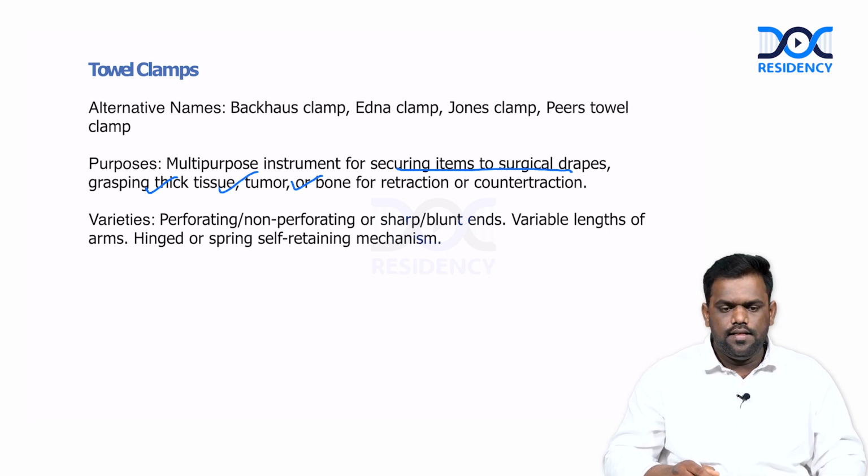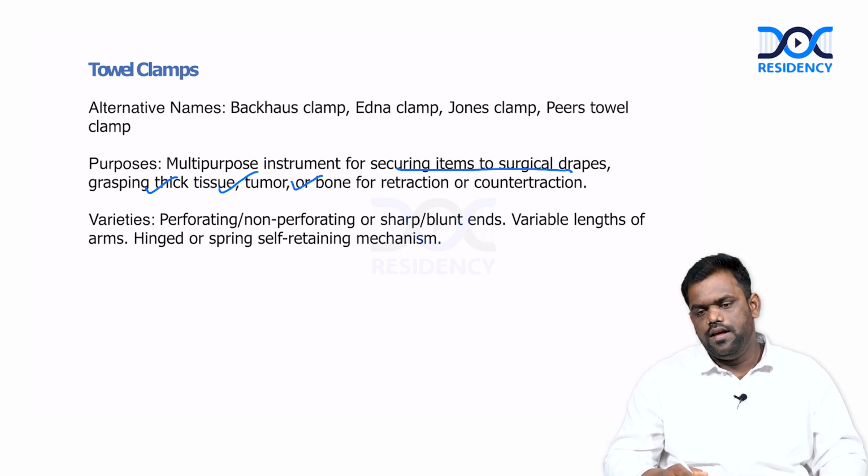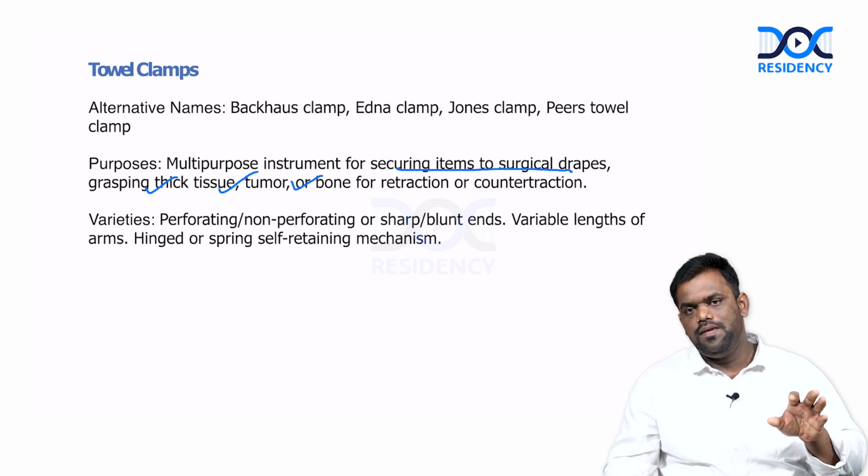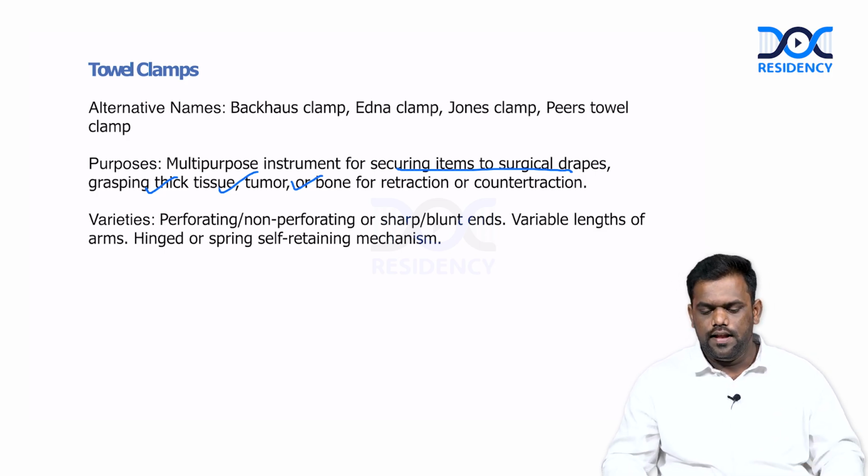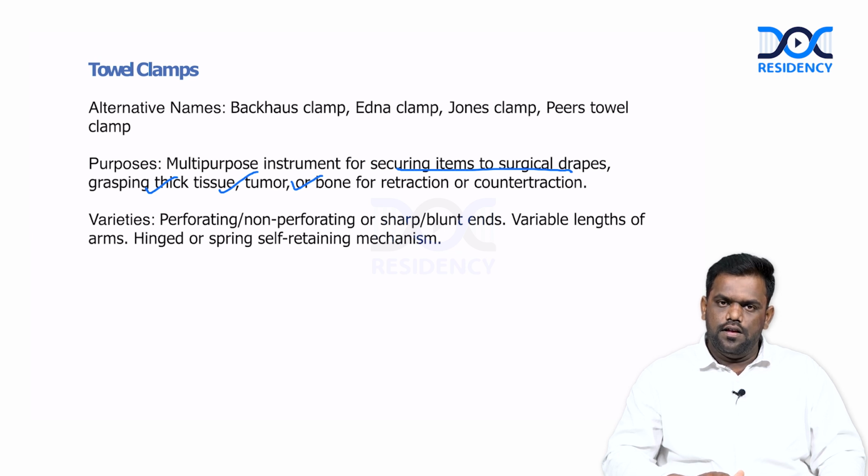It has many varieties like perforating and non-perforating. It has sharp and blunt edges, and variable lengths. Hinge or spring self-retaining mechanisms are also available. Whether we use the hinged or spring self-retaining type, we'll see later. So now we revise the clamps.